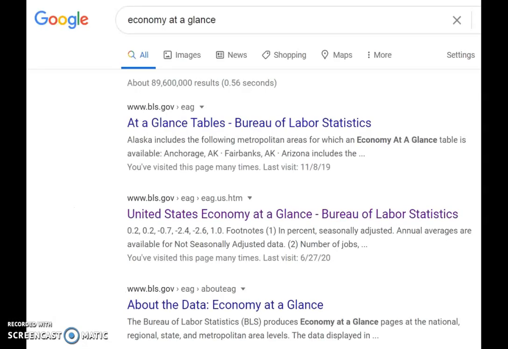In case you want to see the most current unemployment rate and inflation rate, you can Google "economy at a glance". And then you can check the at-a-glance table. So this BLS is the Bureau of Labor Statistics. This is the government's agency. Now I usually click on this table.